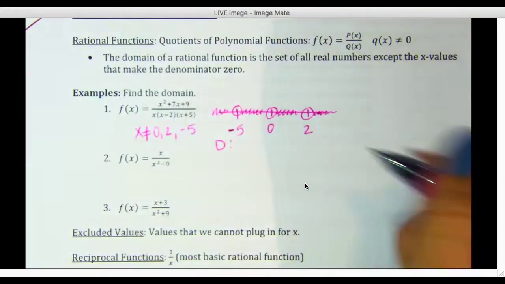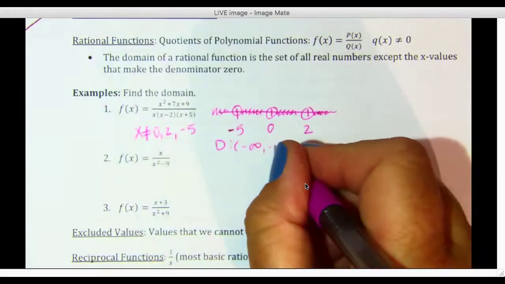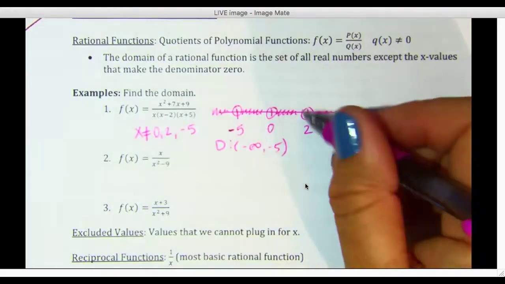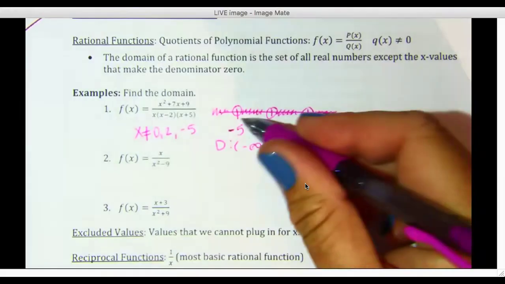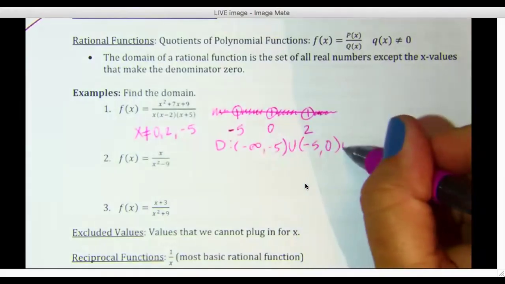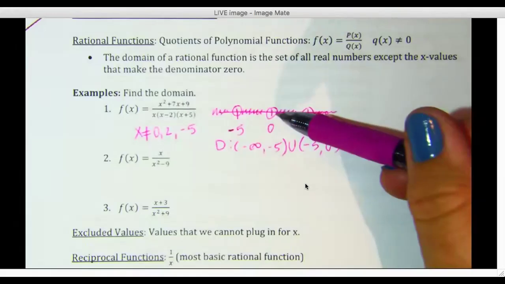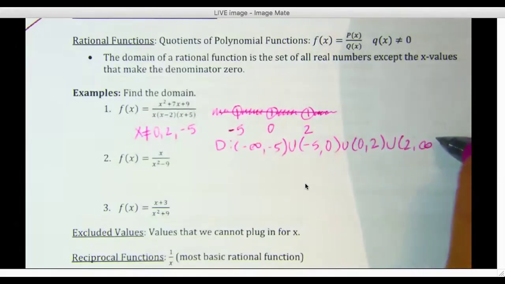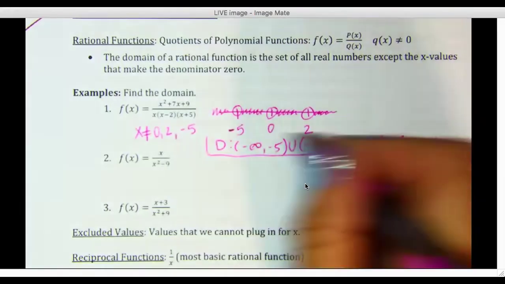So my domain here is -infinity all the way to -5. And we're using a parenthesis because it cannot equal -5. And then we have from -5 all the way to 0. And then again, parentheses on 0 because it cannot equal 0. And then 0 to 2. And then 2 to infinity. So that is the domain for this function.